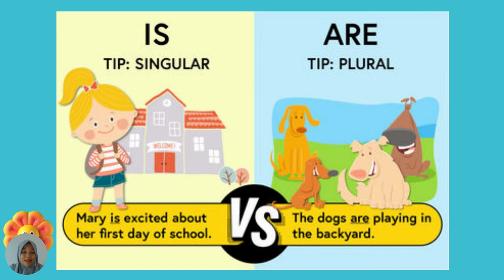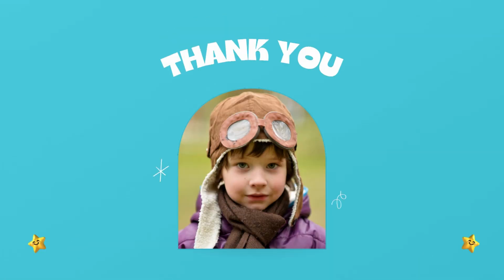That's all about how to state singular and plural using the regular and irregular noun for the first. The second one using have and has. And the last using is and are. Nah, that's all our material today about singular and plural.